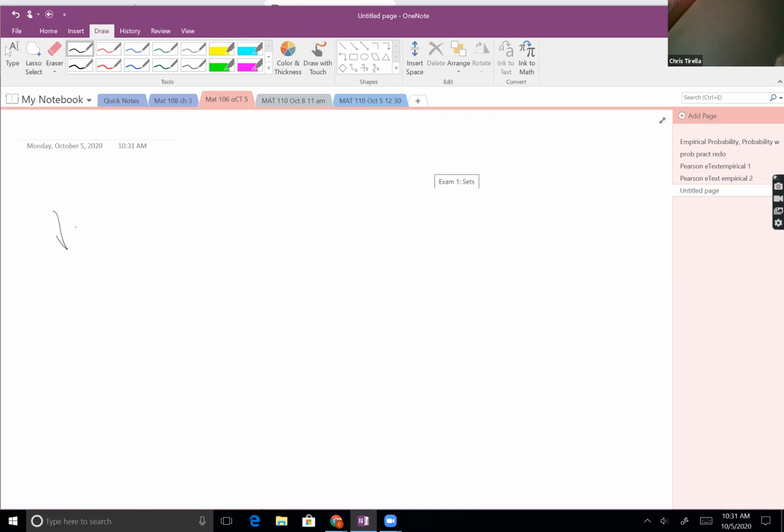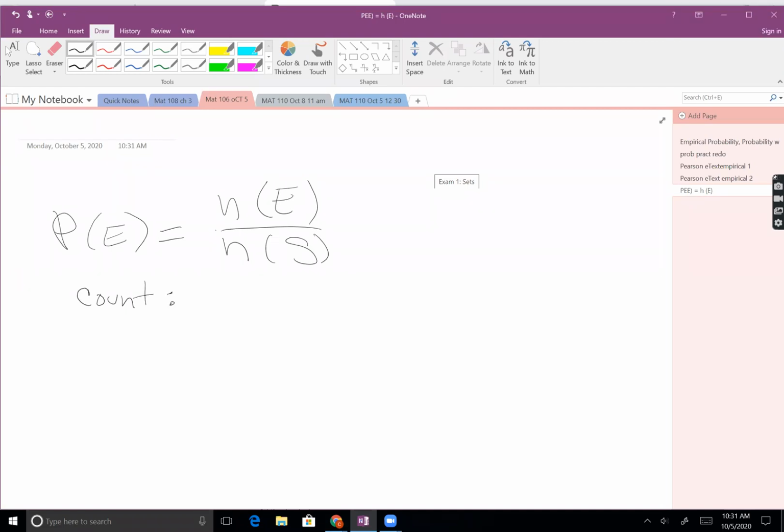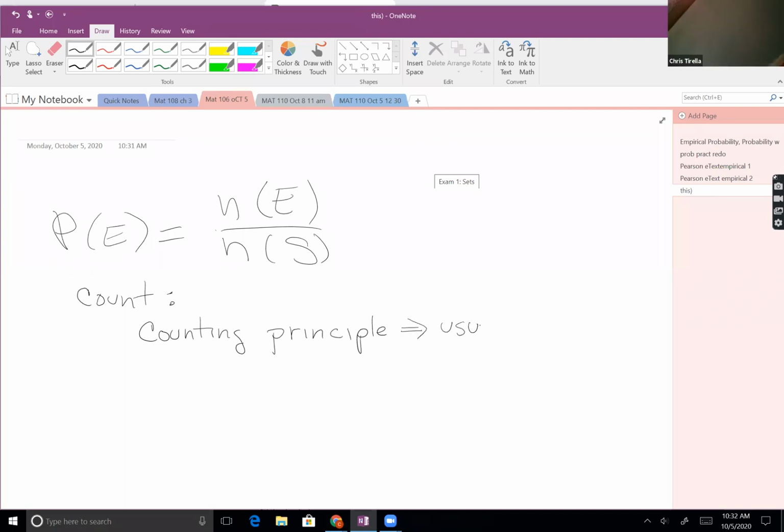In general, we said the probability of an event is the number of ways the event can occur over the number of outcomes in the sample space. So it becomes important to count, to find the number of things in the event and the number of things in the space. We've got the counting principle, which loosely tells us that usually the word and tells us to multiply.